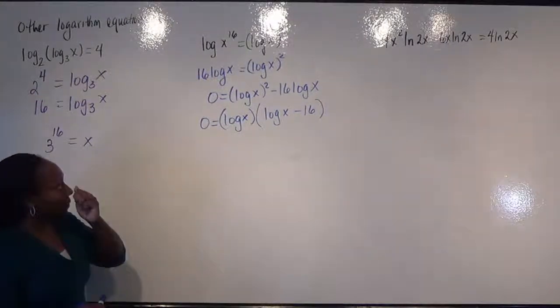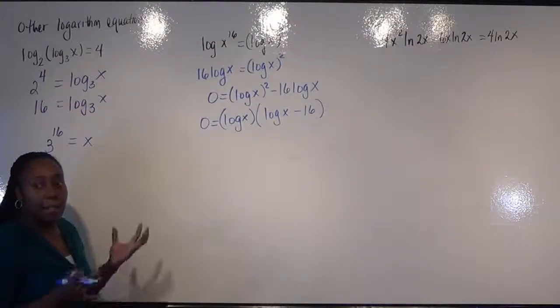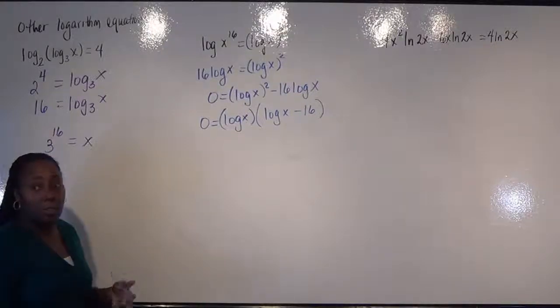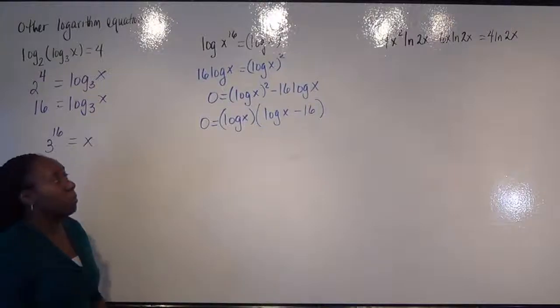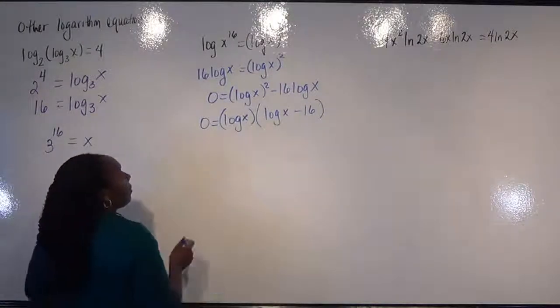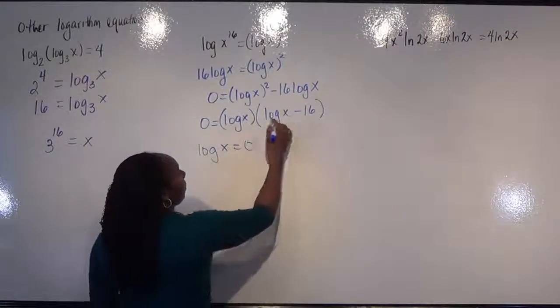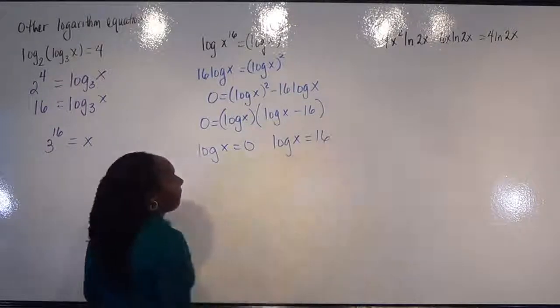Okay? So you got to be careful with those exponents. The ones outside of the logarithm, we can't move that power down, but it does work just like a regular exponent should. It means I'm looking at multiples of that value. Now to solve, well, I'm looking at my zero property. So log of x will equal 0, or log of x will equal 16.